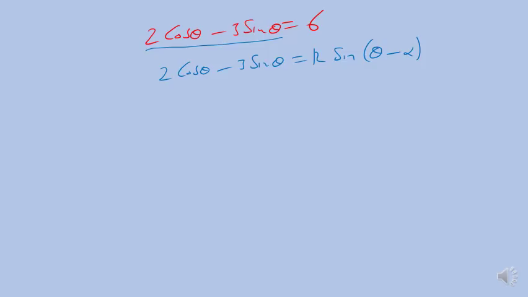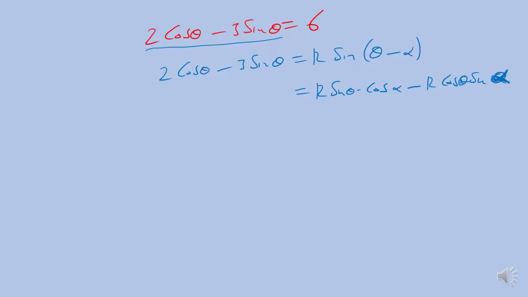So what I'm going to do now is take this and split it up into sine theta cos alpha minus cos theta sine alpha. How can we do that? r sine theta cos alpha minus r cos theta sine alpha. It's exactly what students do, they just confuse everything. Okay, so there we go.